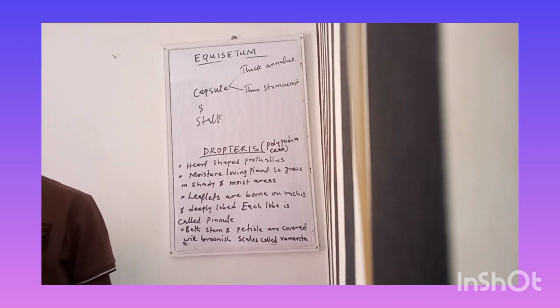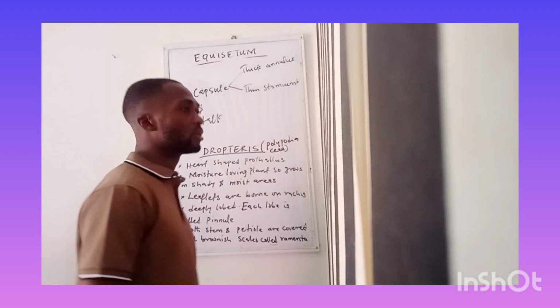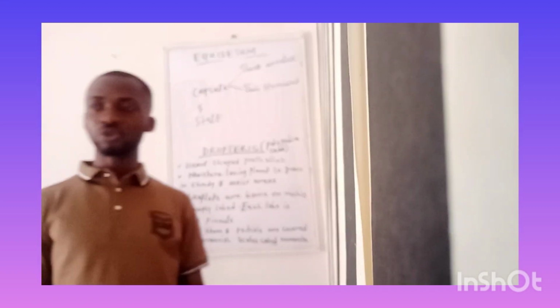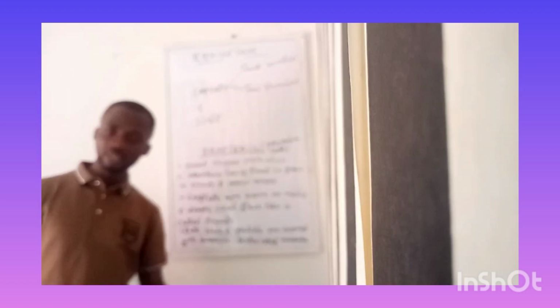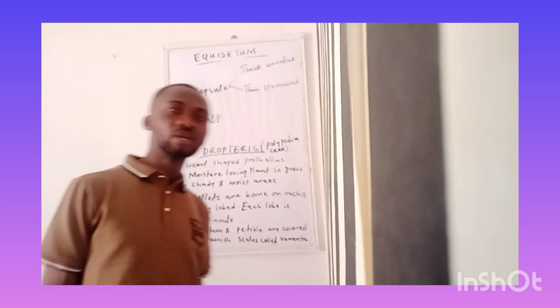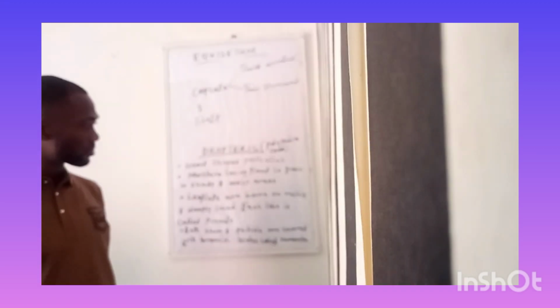Then Dryopteris is also homosporous. Dryopteris is homosporous because they produce one type of spore. Remember, we said that Psilotum is homosporous. We said that Lycopodium is homosporous. Then we said that Equisetum is homosporous. Dryopteris is also homosporous.